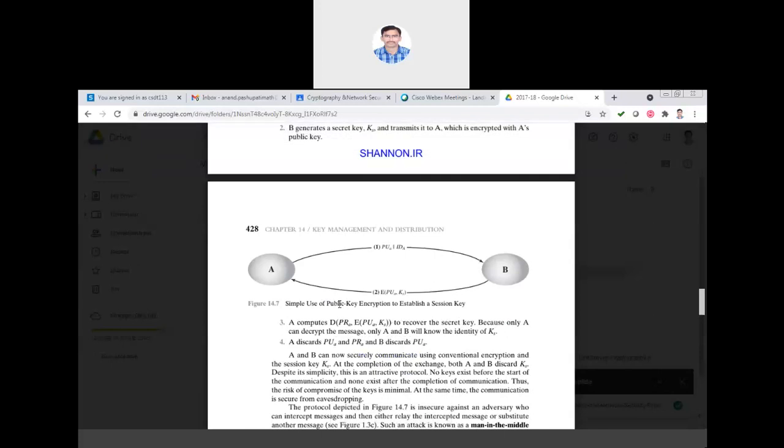So what happened now? Using public key encryption, both A and B are able to share a secret key between them. Now, is there any man-in-the-middle attack possible here? Yes, obviously, because A is trying to fetch the session key by sending his public key, and the public key is known to everyone, so anyone can easily masquerade as A. Anyone can claim themselves as A.